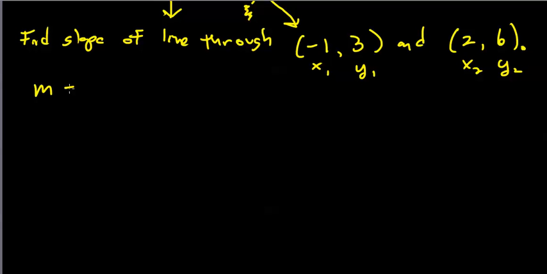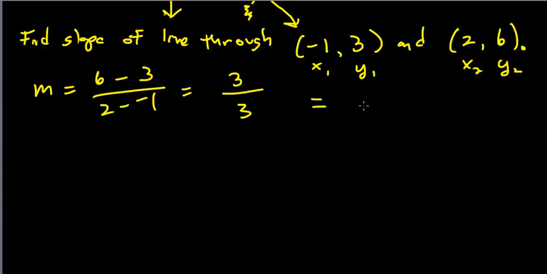My slope for this line is going to be y2 minus y1 over x2 minus x1. Careful of the signs here. 6 minus 3 is 3, and 2 minus minus 1 is positive 3. So my slope reduces to 1 over 1, which is 1. So a slope of 1.